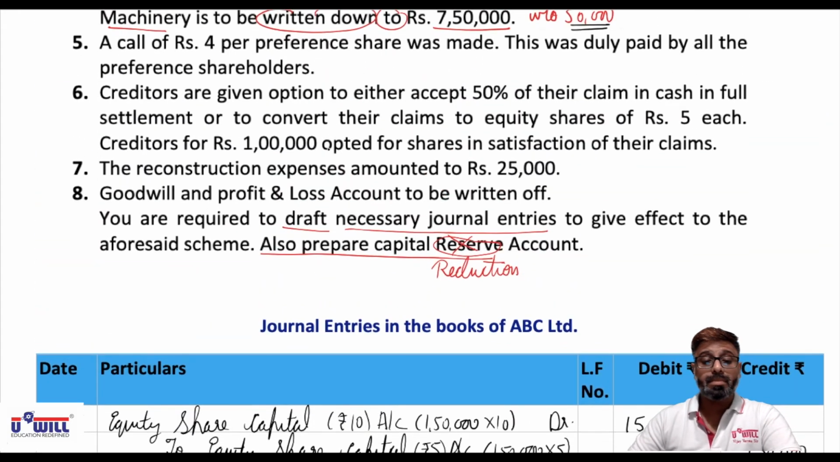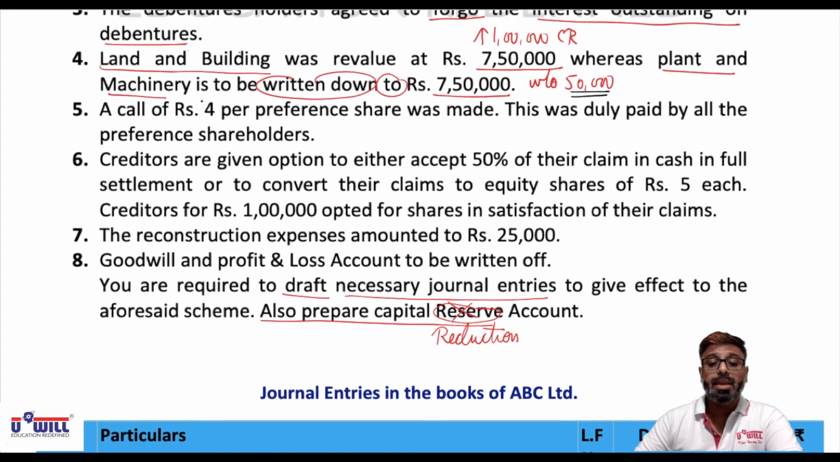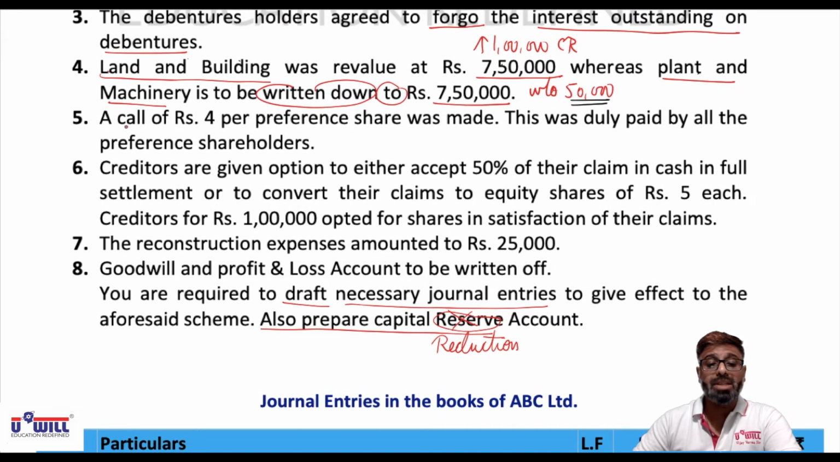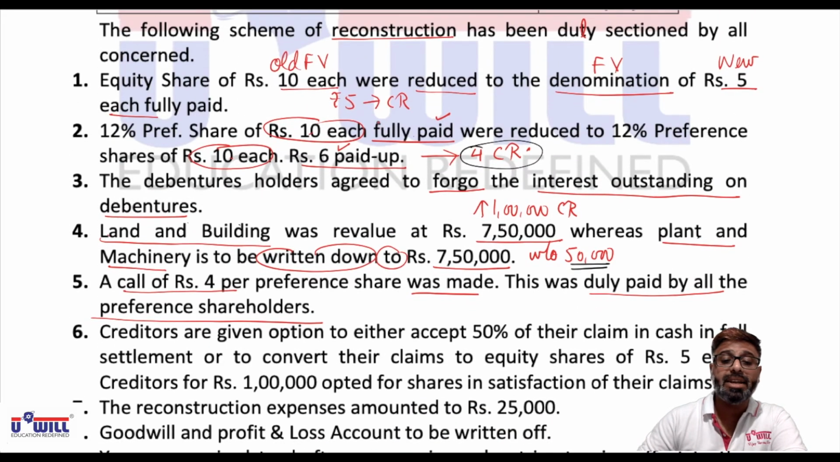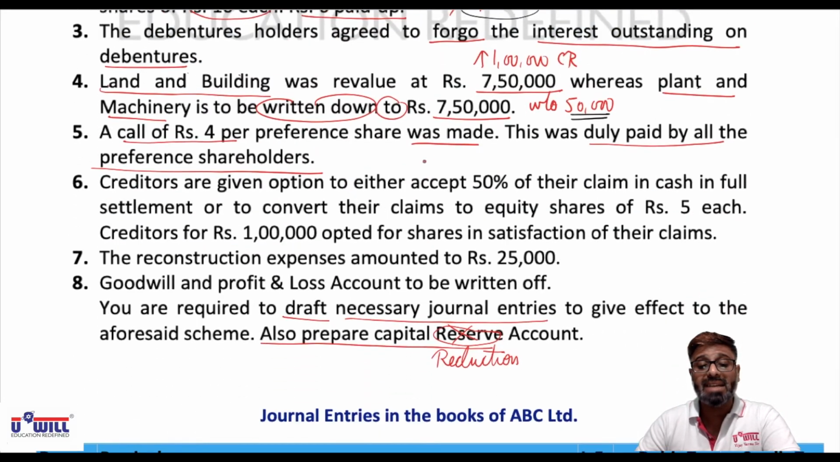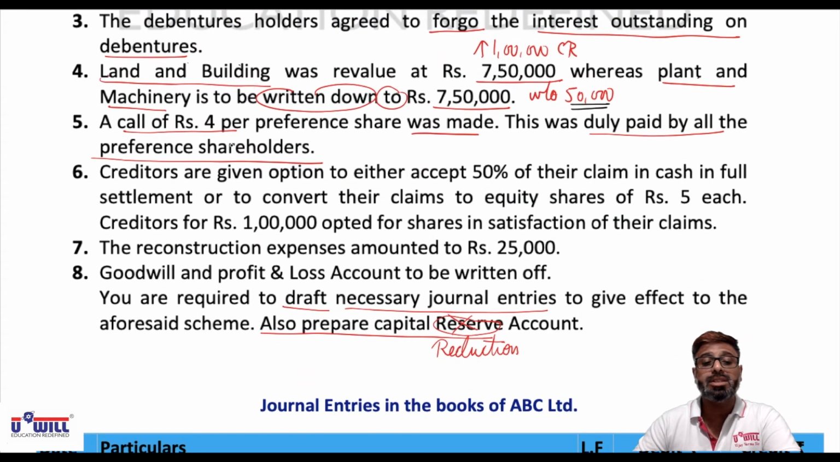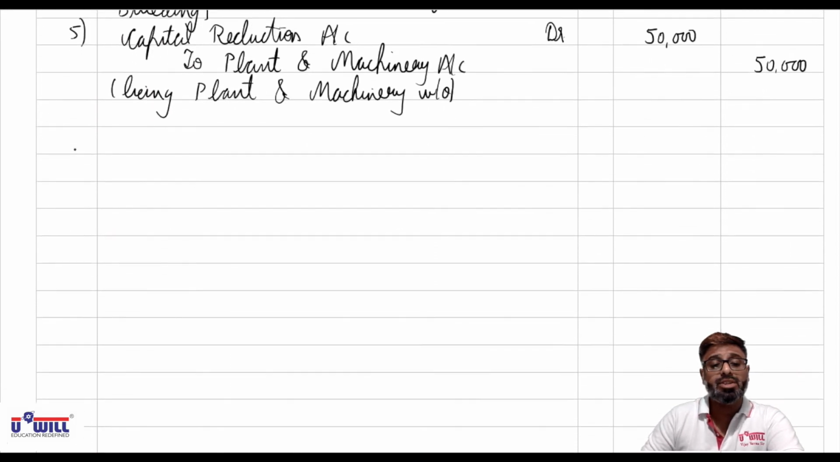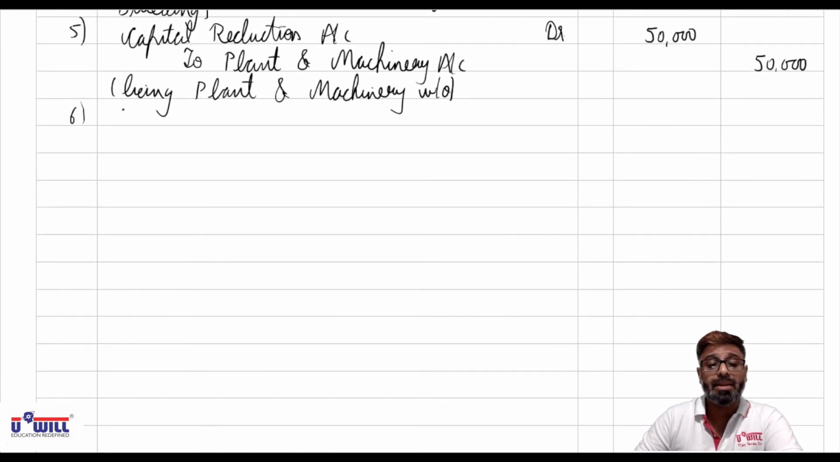Next, a call of rupees 4 per preference share was made and this was duly paid by all preference shareholders. You can see we reduced the paid up value from 10 to 6. So that 4 rupees what they sacrificed we have again called from preference shareholders. We have done these entries also earlier. Two entries will come for that.